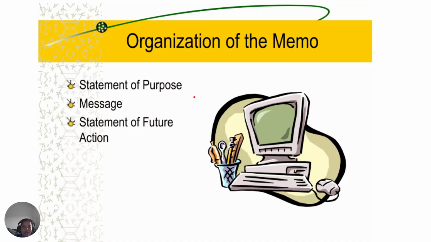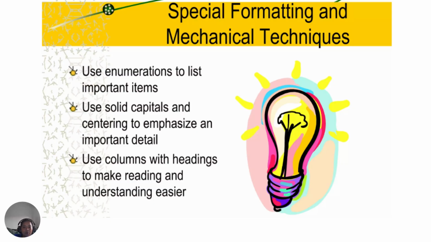First, you have to organize your memo. For the organization of the memo, you need to look into the statement of the purpose, the message, and then of course a statement of future action. Here we also have special formatting and mechanical techniques. You need to use enumeration to list important items. You need to use solid capitals and centering to emphasize important details.